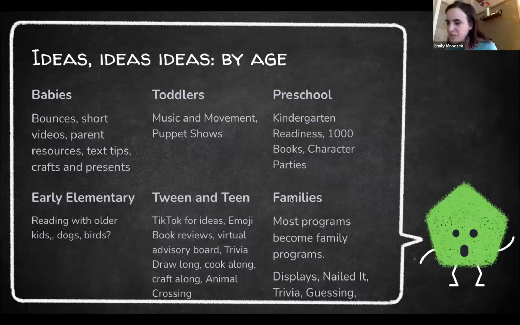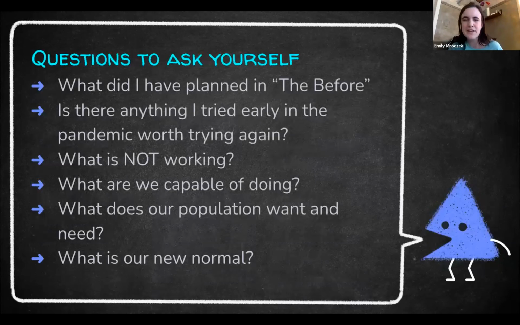And I think this is a good time for self-reflection too, about your programs, thinking about what you have done and seeing how you can revisit it. What did you have planned in the before? What did you have that just got scrapped? Because so many people had all their summer reading, they had everything in the plan. And is that something you can take those ideas and use again? Is there stuff you totally forgot about that could be great? Is there anything you tried early in the pandemic, in that time when we were trying everything, that it's worth trying again? Do you think you might have learned lessons that could make that easier?